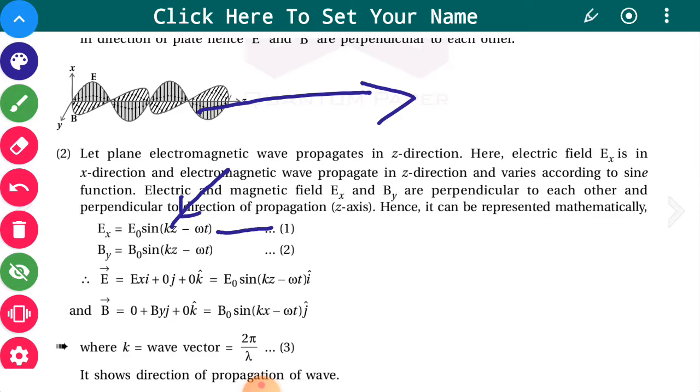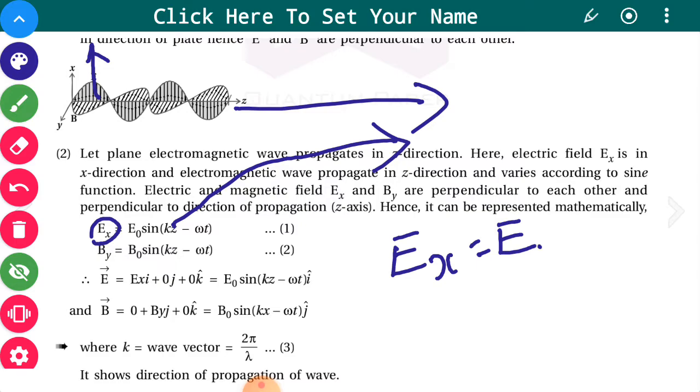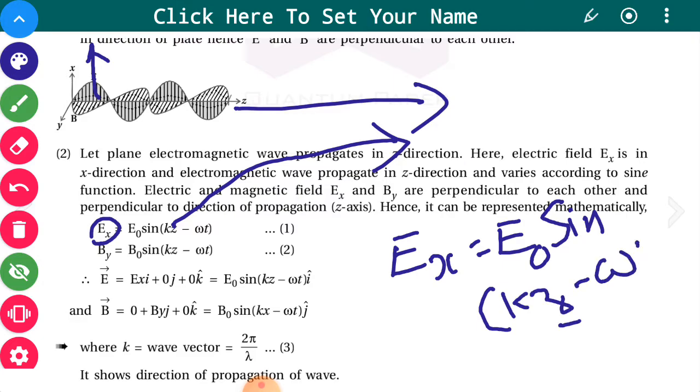Try to understand: the oscillation of the electric field vector is in which direction? In the x direction, so it is Ex. And propagation is in which direction? It is in the z direction. So Ex equals its maximum displacement, the amplitude E0, times sin(kz − ωt), where z is the direction of propagation.